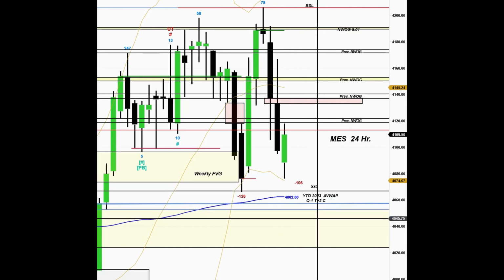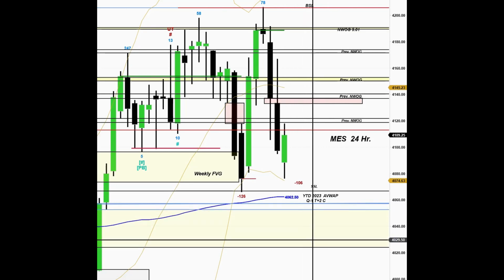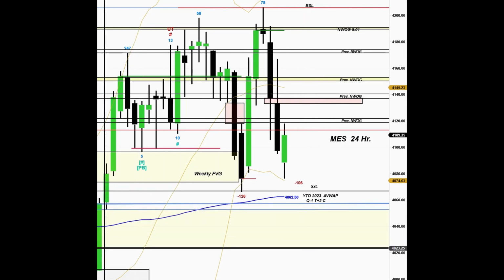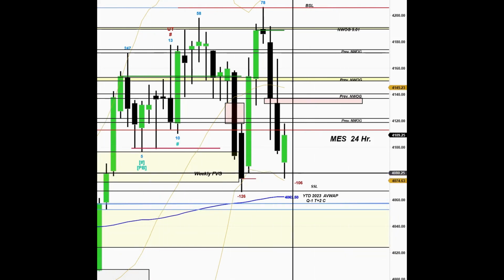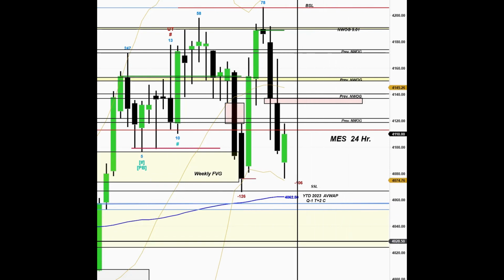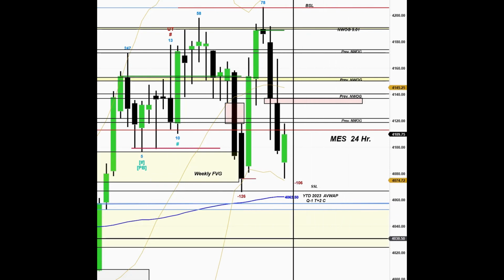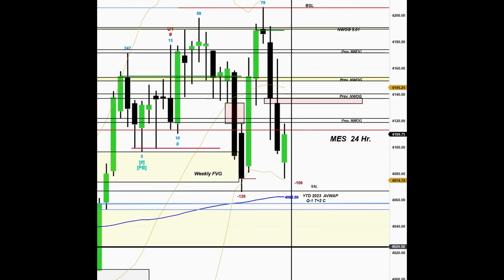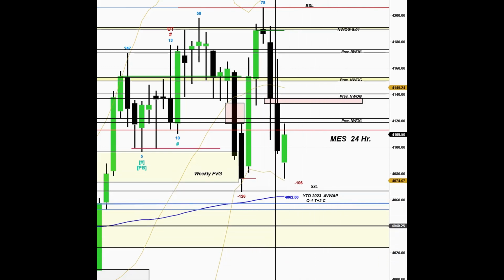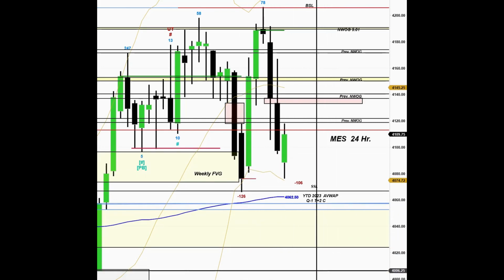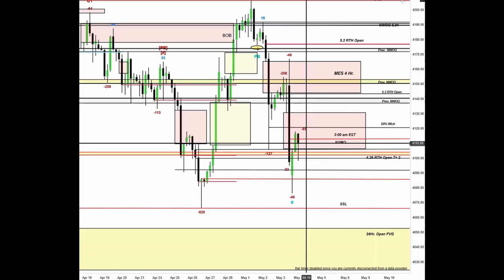Now below that, this yellow rectangle, we go all the way back to March where we had a fair value gap. So there's a lot of business here, and I think this is going to be a magnet. I'm not saying it's this week or today, but I'm just saying that's going to be a zone for me to watch, be it Thursday, Friday, or next week. That's an area. Let's go to the next chart.